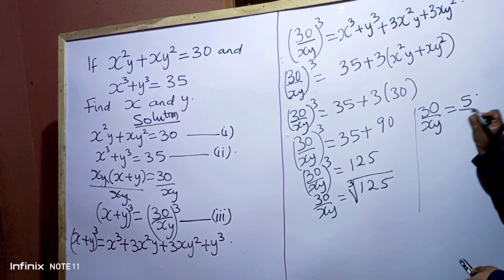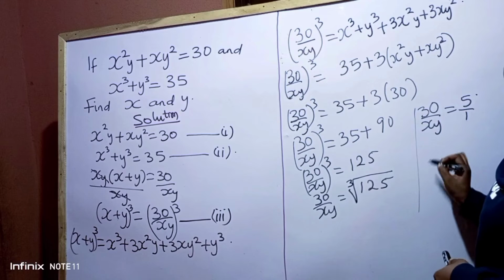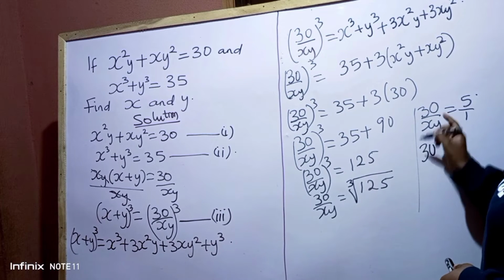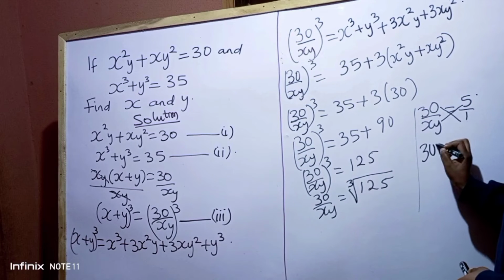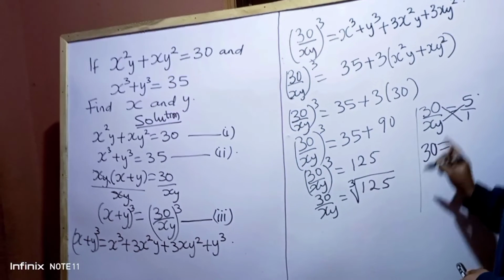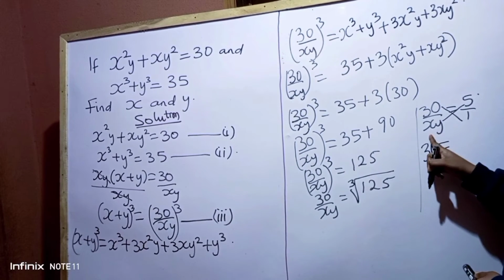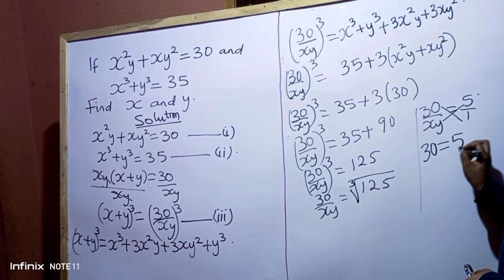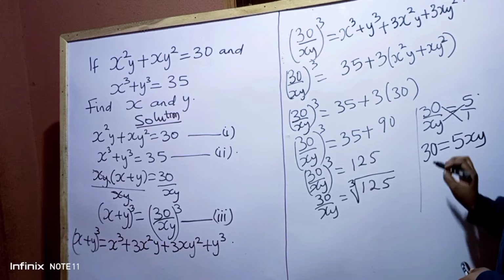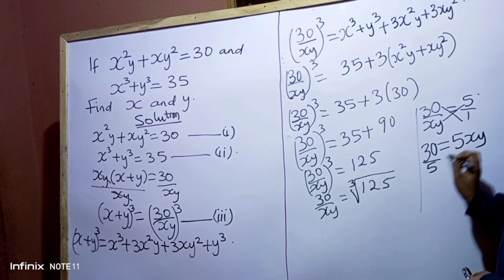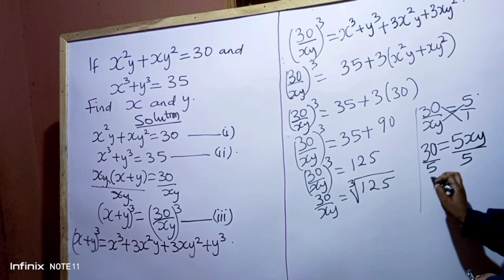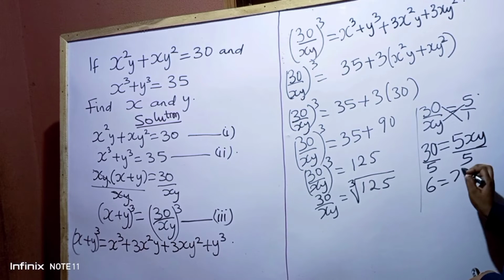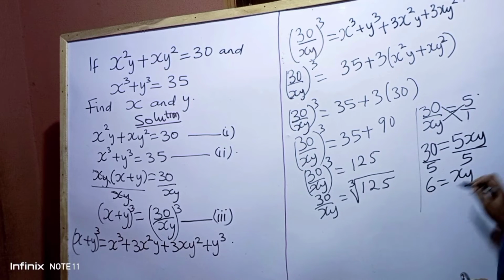From here I can cross multiply. So I have 30 multiplied by 1 is equal to 30, and 5 multiplied by xy gives me 5xy. So divide both sides by 5. I have 6 is equal to xy. So I name this one equation 4.